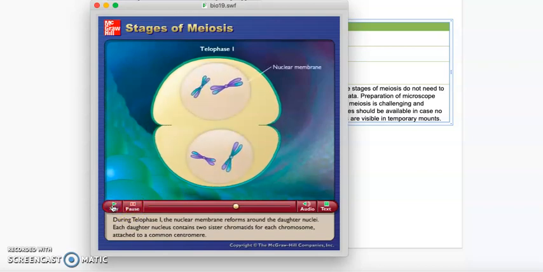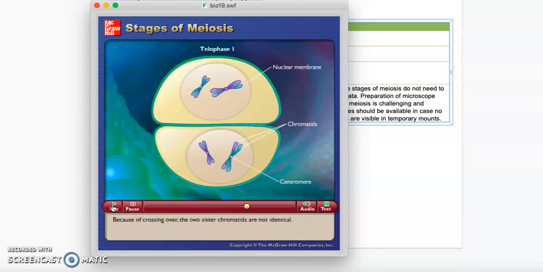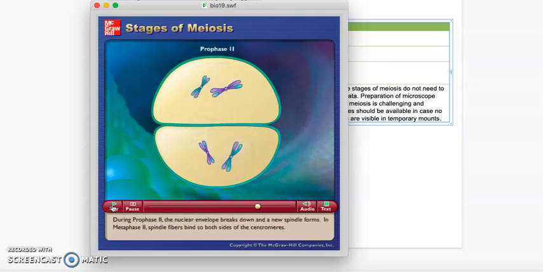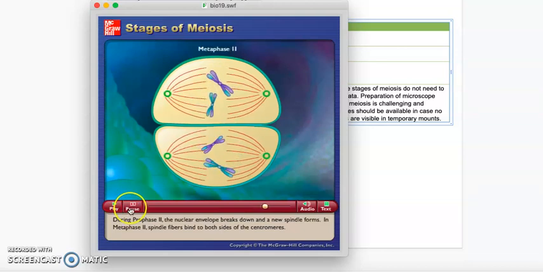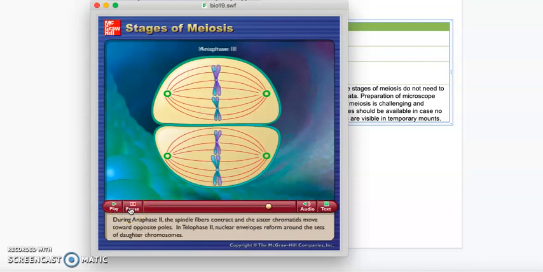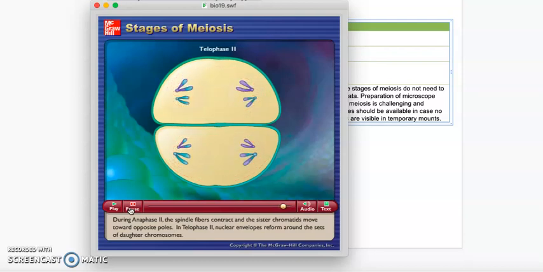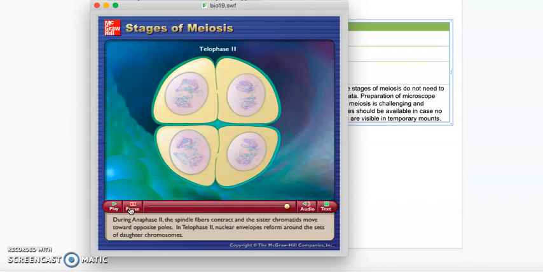The nuclear membrane reforms around the daughter nuclei. Each daughter nucleus contains two sister chromatids for each chromosome attached to a common centromere. Because of crossing over, the two sister chromatids are not identical. During prophase 2, the nuclear envelope breaks down and a new spindle forms. In metaphase 2, spindle fibers bind to both sides of the centromeres. During anaphase 2, the spindle fibers contract and the sister chromatids move toward opposite poles. In telophase 2, nuclear envelopes reform around the sets of daughter chromosomes.